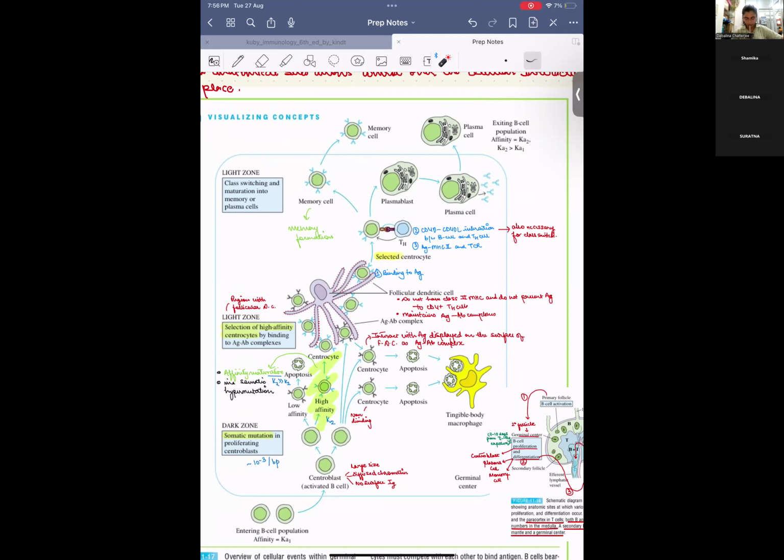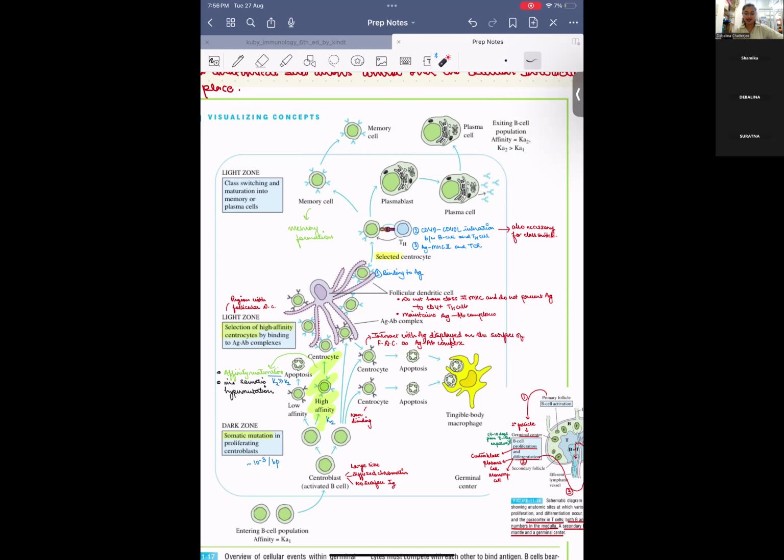So ma'am, different IgG types will be forming, right? To clear that antigen, a different type would form. If the requirement is such that we want some antibodies in the secretions of the body, IgA is going to form. So whatever is the requirement of the body, class switch is going to happen in that direction.